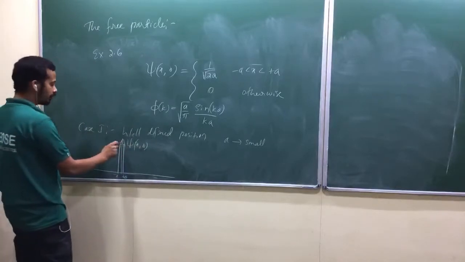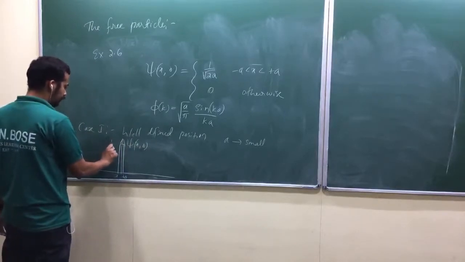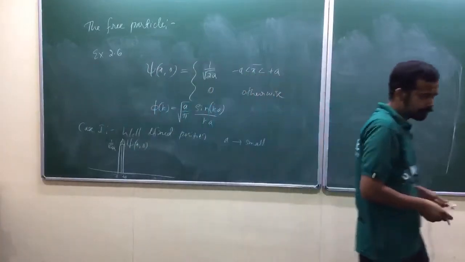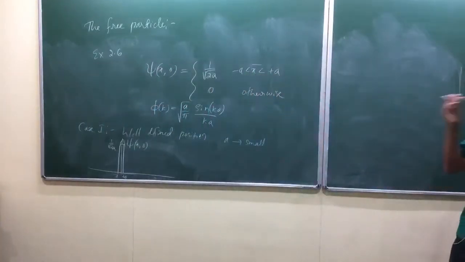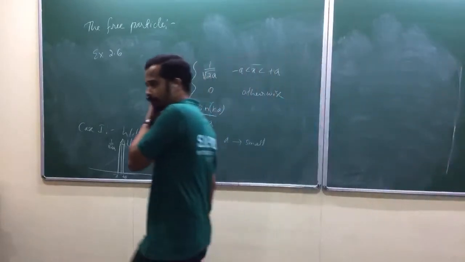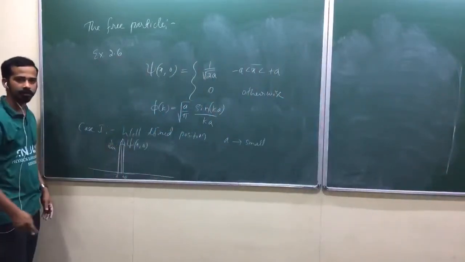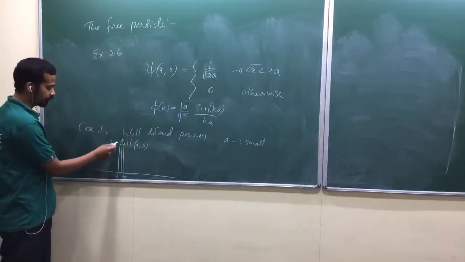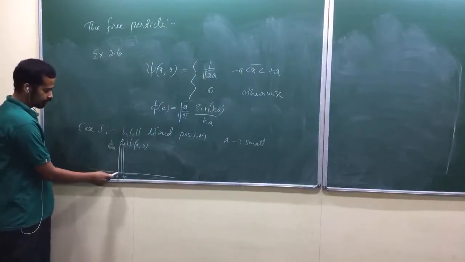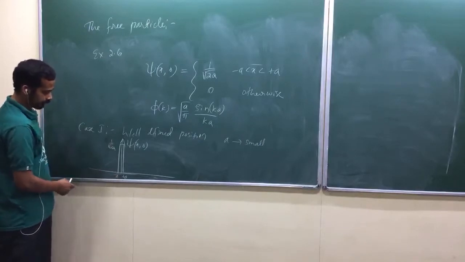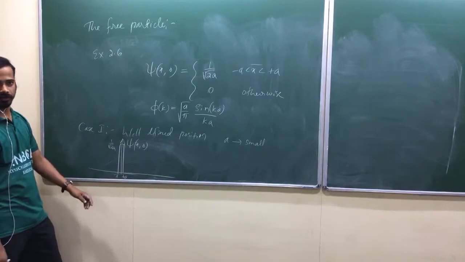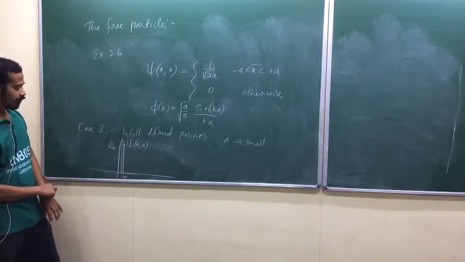What is this height now? Height is 1 by root 2a. The area under the curve is 1. You can count, or you can find it geometrically also. Am I right? Are you going to find? Height is 1 by root 2a. This is mod psi square, the area under the curve is 1, not psi. Okay. Well-defined position.